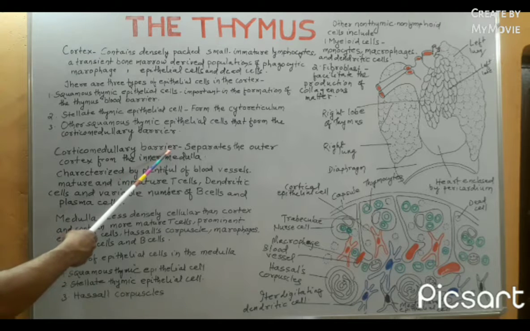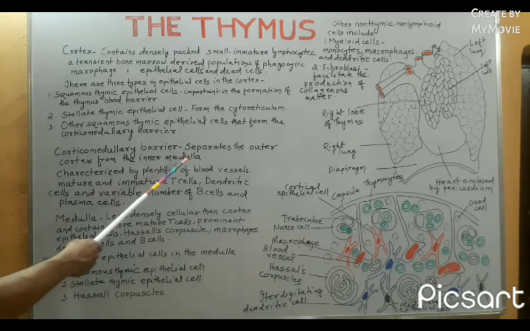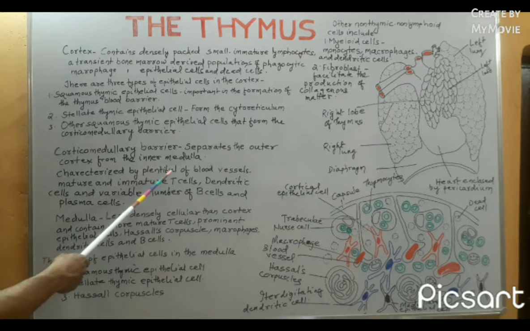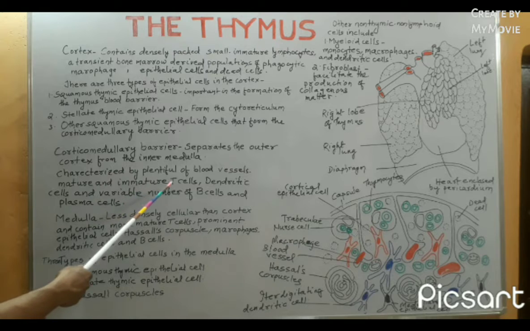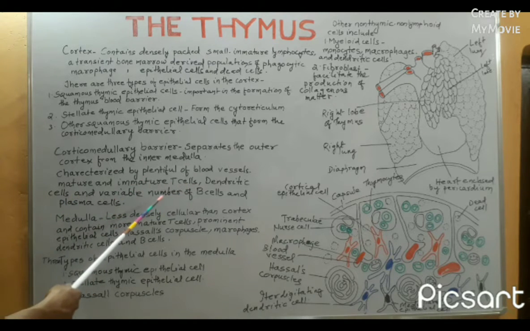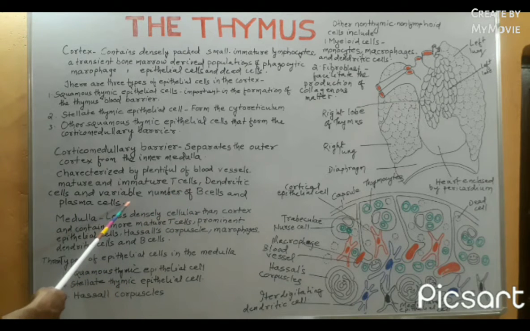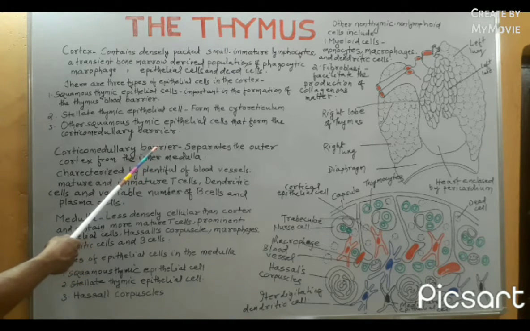Corticomedullary barrier separates the outer cortex from the inner medulla. This barrier is characterized by plentiful blood vessels, mature and immature T cells, dendritic cells, and variable number of B cells and plasma cells. This is about corticomedullary barrier or corticomedullary junction.